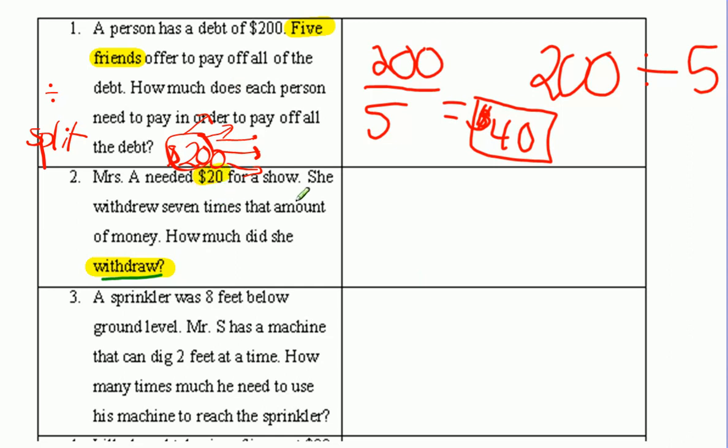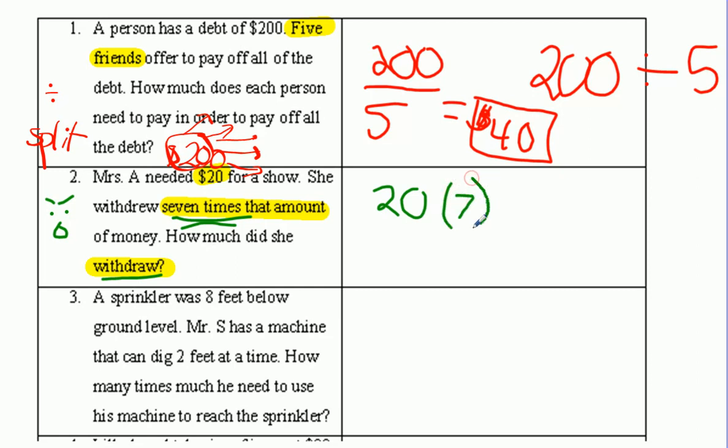Okay. But then something happened. She withdrew 7 times that amount. Uh-oh, that's not good. That's a little scary. She withdrew a lot of money. Yikes. So, it seems like she did something 7 more times than she really wanted to. So this word times is telling me that she did this 7 times. So, my operation is 20 times 7.